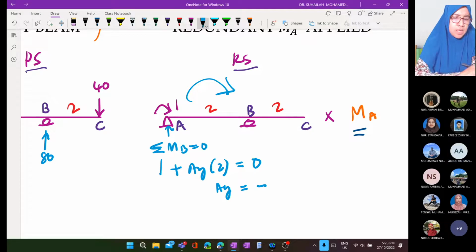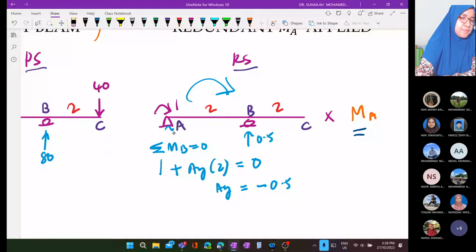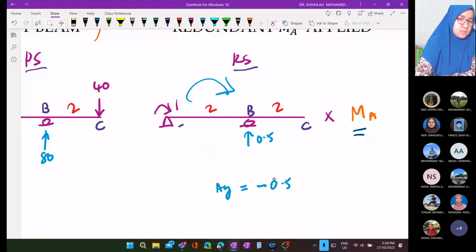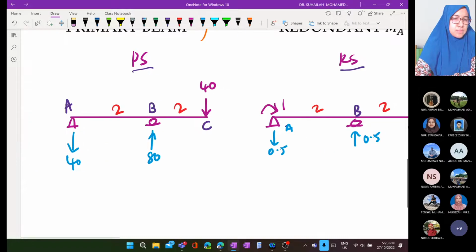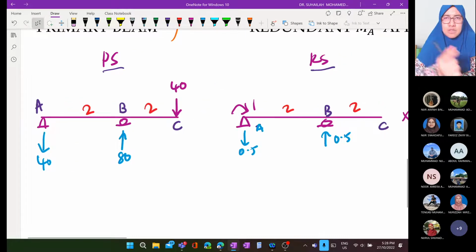Negative or positive? Negative 0.5. So BY is positive 0.5. Okay? We get 0.5 negative and 0.5 positive. This is A. Okay? So reaction is compulsory.